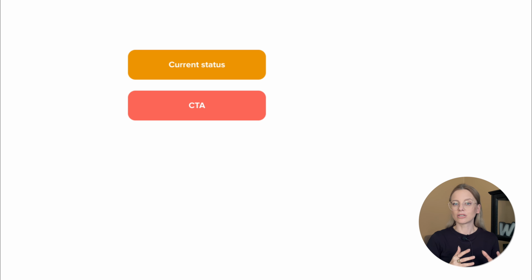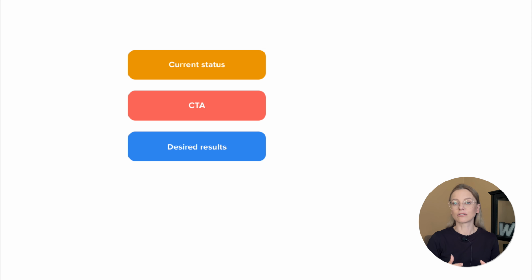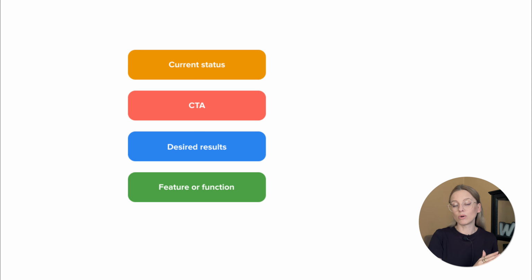Third, we have information about the desired result of that action. So for example, sign up to get the best discount sent to you every week, or buy our product to get ahead of your competition, or something like that. Then fourth, there is information about the feature or a function that we offer and that we want the user to know about right now.